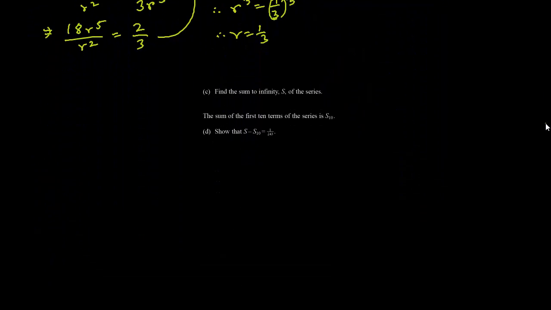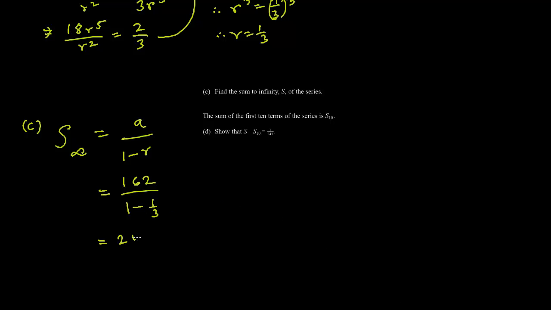So the next part, here we have to find the sum to infinity. Now remember, the sum to infinity can only be found if it is a convergent geometric series or geometric sequence. Since the value of r is 1 by 3, meaning it is less than 1, it is a convergent geometric series. So sum to infinity is a by 1 minus r. A is 162, we found it in the previous question, and r is 1 by 3. So 1 minus r is 1 minus 1 by 3. So the calculation turns out to be 243.